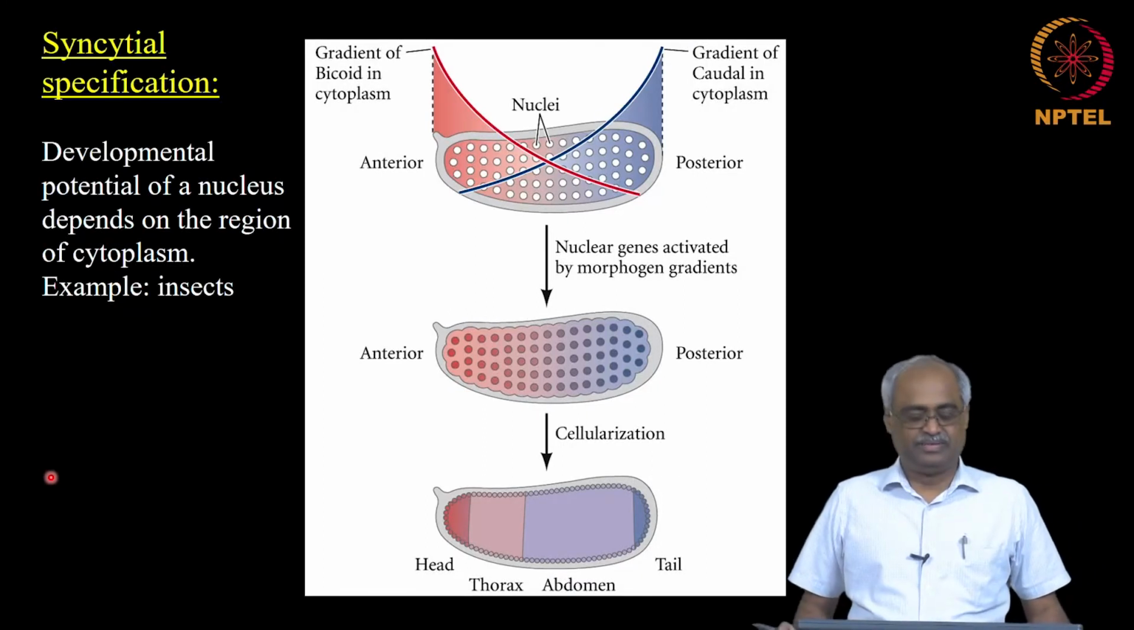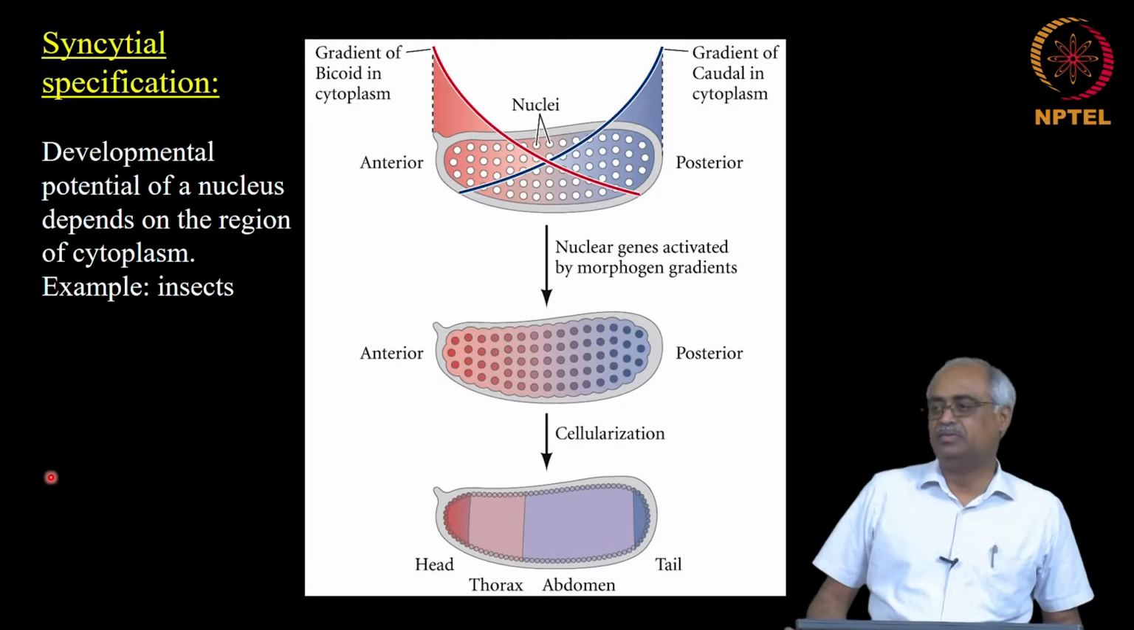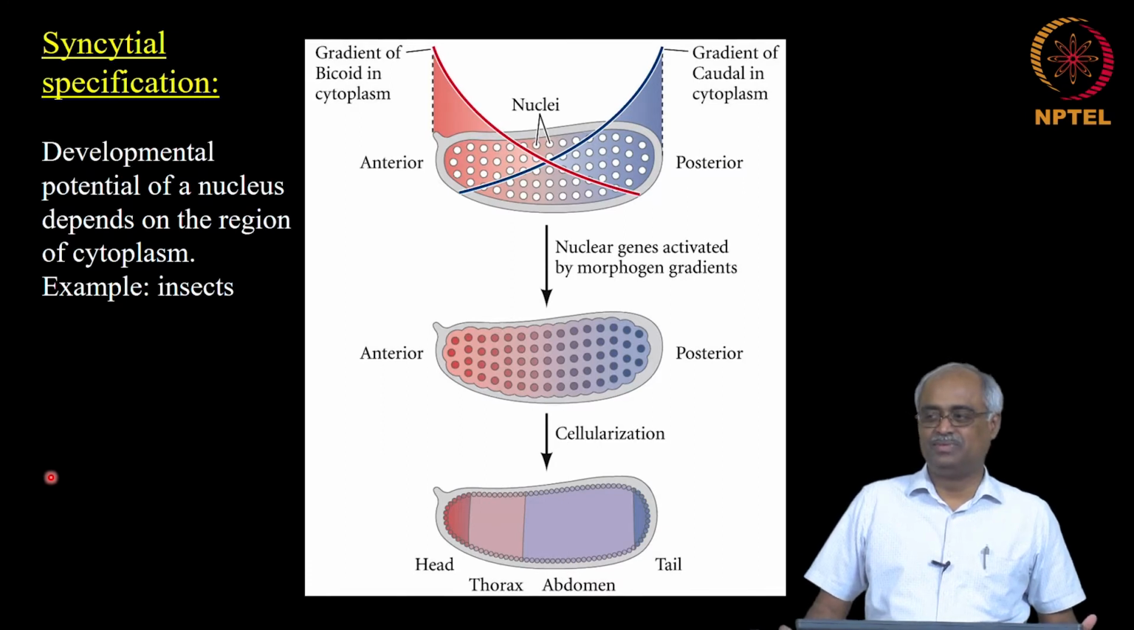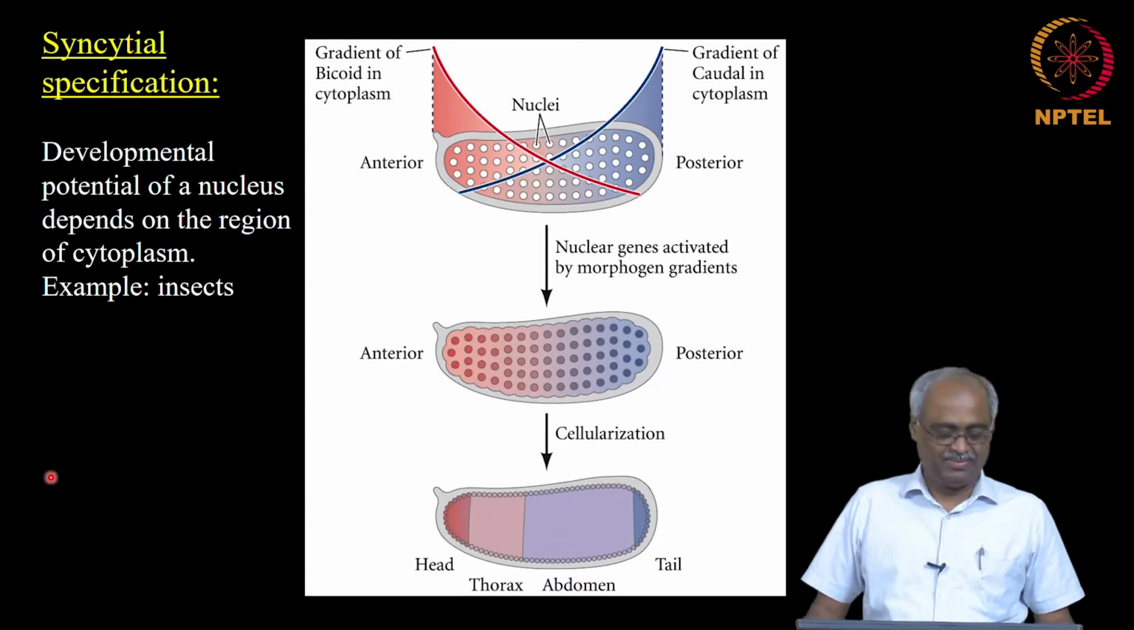In the last class, remember we were discussing different kinds of specifications. Autonomous specification leads to what kind of development? Conditional, regulative. Okay, and then the last one we discussed was the syncytial specification. So I told you syncytium means having a lot of nuclei in a common cytoplasm, right? One cell having multiple nuclei. So that is the situation in the Drosophila embryo.